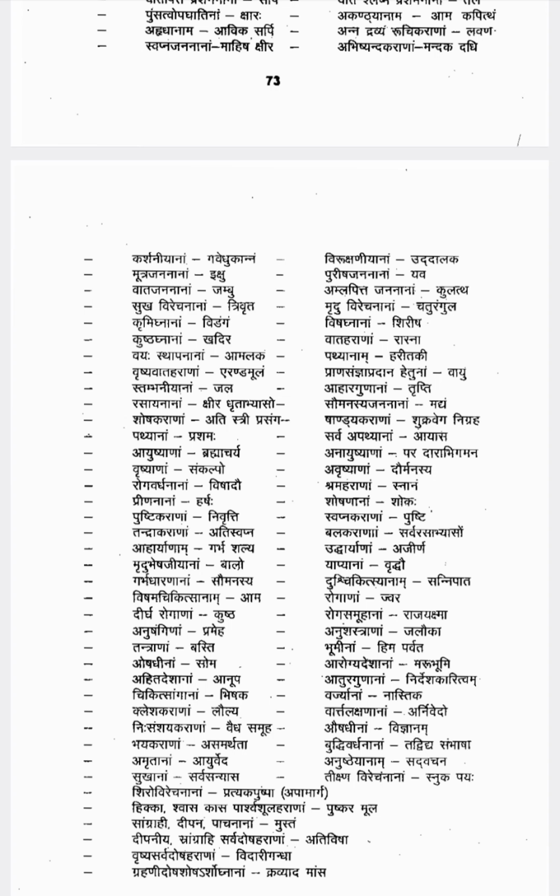Patyanam haritaki. Prana saknya pradana hetu is vayu. Ahara gunanam tripti. Saumanasya jananam madhyam. Shandya garanam shukra vega nigraha. So it leads to Shandya. Sarva apatya is ayasa. Anayushyanam paradara abhigamana, like parastri gamana, relations with other women. That creates anayushya. Avrishyanam is daurmanasya. Sramaharanam snana.